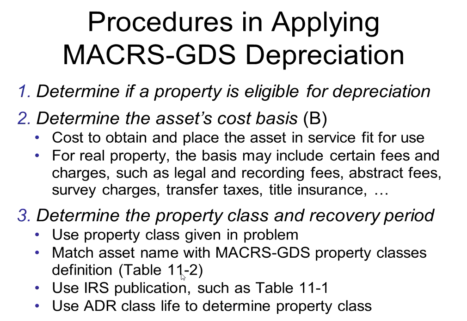The third step is to determine the property class and recovery period. We use the property class given in the problem, and we match the asset name with MACRS GDS property classes. Those property classes are given in table 11.2, and then we use IRS publications such as table 11.1, and then use ADR class life to determine the property class.